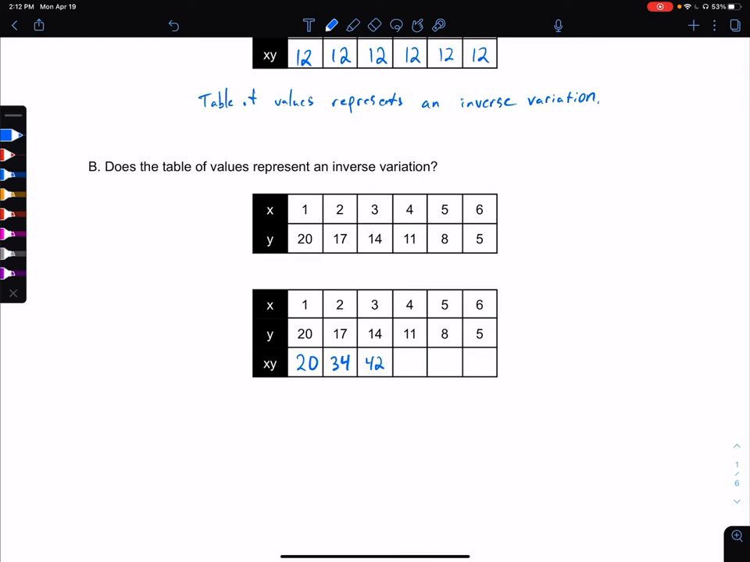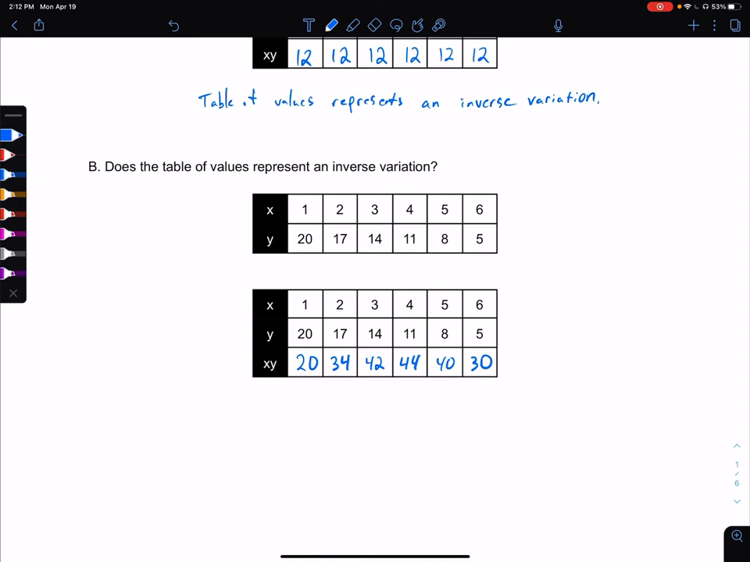So this would be 42. 4 times 11 would be 44. 5 times 8 is 40, and 6 times 5 is 30. So although x increased and y decreased, it's not proportional. It's not at the same rate, and it's not constant.